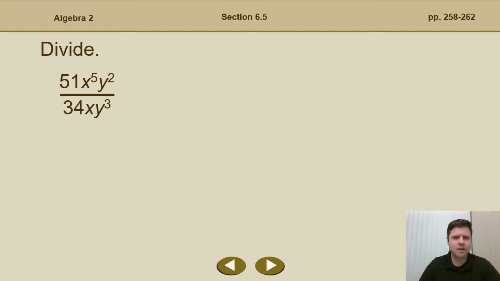And in the next case, you'd have y to the second over y to the third. Well, the third beats out the second. You'd subtract the 2 from the 3 and leave it on the bottom, so it'd be a y on the bottom. So it would look like this, 3x to the fourth over 2y.